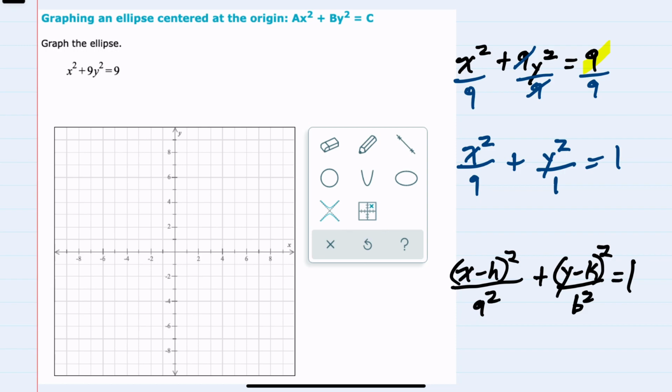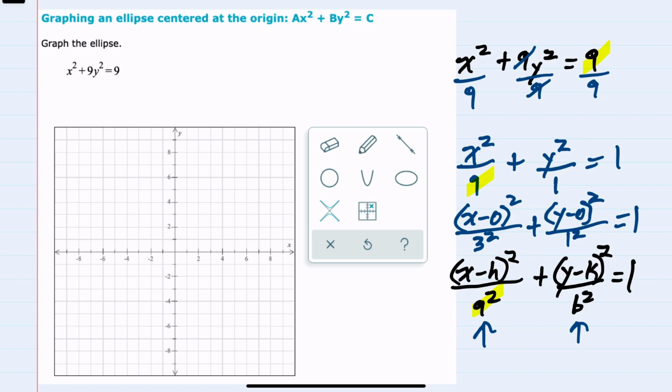Recalling that this is our standard form, where the a squared is the larger of the two denominators, here it's underneath the x, I'm going to rewrite this one more time just to show all the pieces in standard form. The x squared would be x minus 0 squared. And since that denominator should be written as a perfect square, I'll write 9 as 3 squared, plus the y squared would be y minus 0 squared over, here again this is b squared. Since we only have 1, we can say that that is 1 squared equals 1.